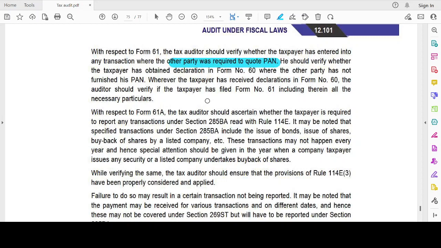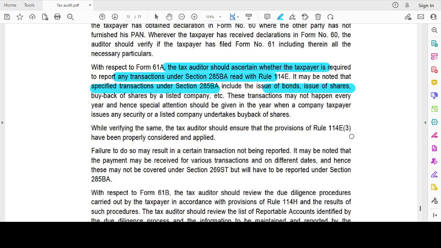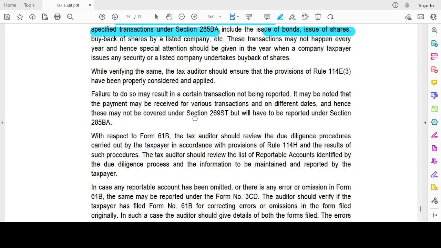Why quote the PAN? Ascertain whether the taxpayer is required to report any transaction under Section 285BA, read with Rule 114. It may be noted that the specified transactions under 285BA include the issue of bonds. There is one such as the foreign tax. There could be some other transactions like the buyback. Failure to do so would attract some penalties.